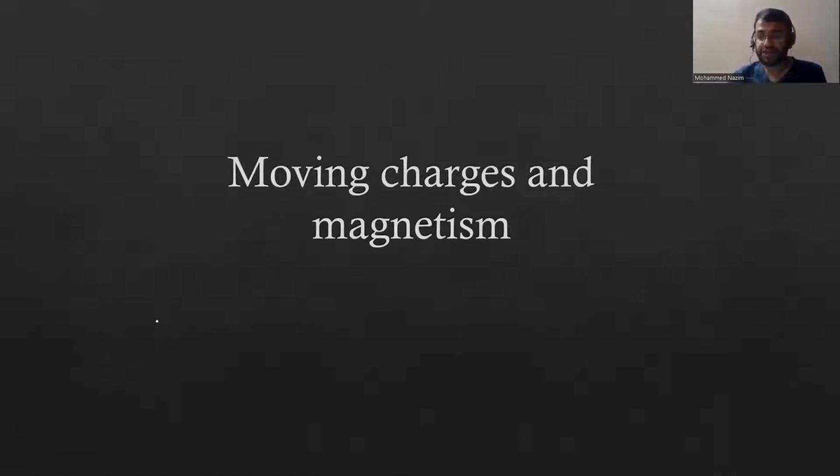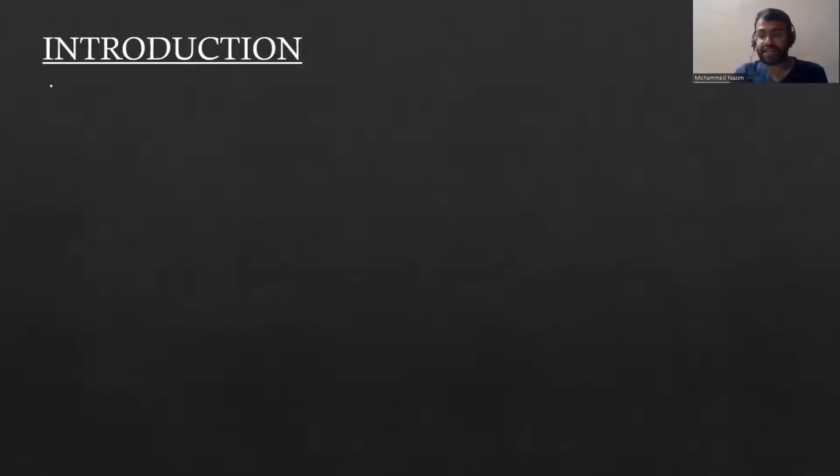Hello students, we are going to start with a new chapter, moving charges and magnetism. In the previous lectures, we have studied the electric field intensity due to a point charge and due to various other sections. We saw how to calculate electric field intensity using Coulomb's law and Gauss's law. Similarly, in this chapter, we'll be studying the magnetic field and different rules, theorems or laws to calculate the magnetic field intensity.